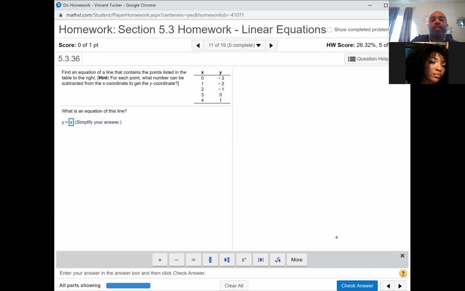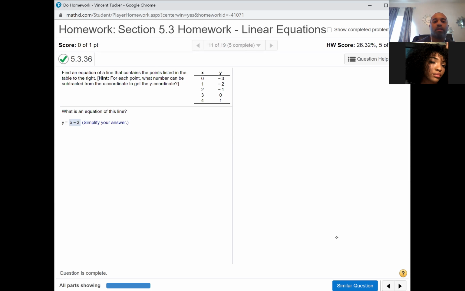And so the easiest one to look at is that when x is 0, y is -3. So if I were to do x minus 3 as my equation, when I plug in 0 and simplify, I get -3. Then I'll challenge that with the rest of them to make sure that holds true. When I plug in 1 for x, 1 minus 3 is -2. When I plug in 2, 2 minus 3 is -1, and so on. So that's all it would be: y is equal to x minus 3 as my pattern, my equation.